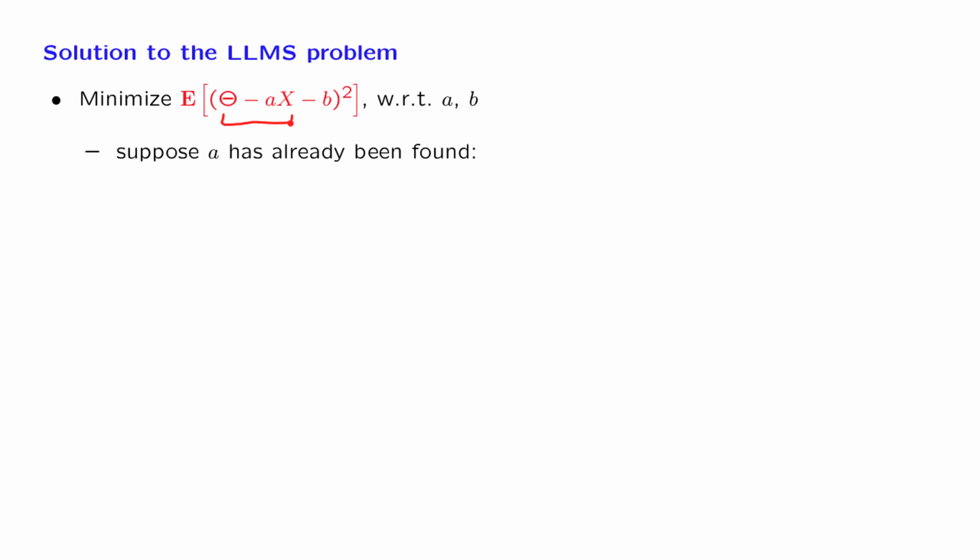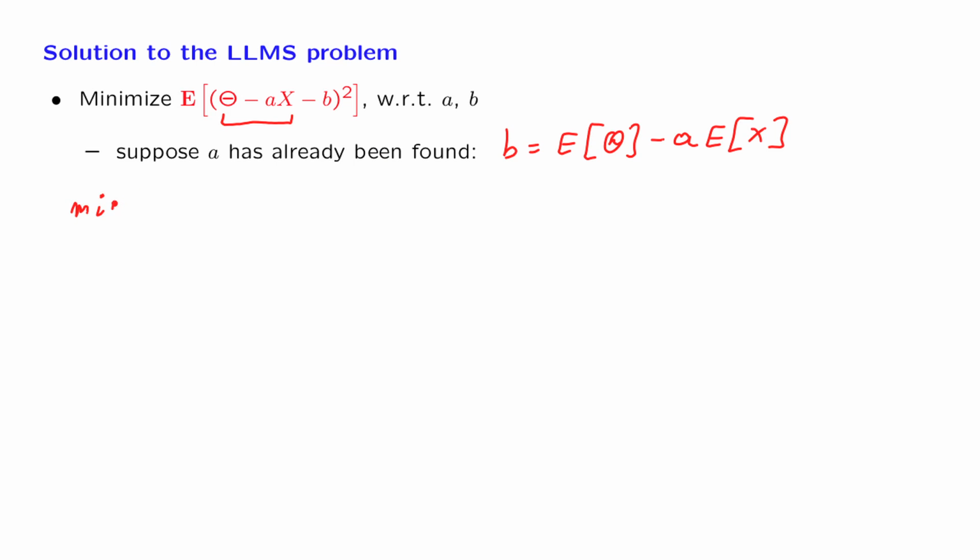But this is a problem that's familiar to us, and we know that the best choice of b is equal to the expected value of that random variable. And using also linearity, this expected value can be written in this form. So if we know a, this is how b should be chosen. Let us now move on to the choice of a.